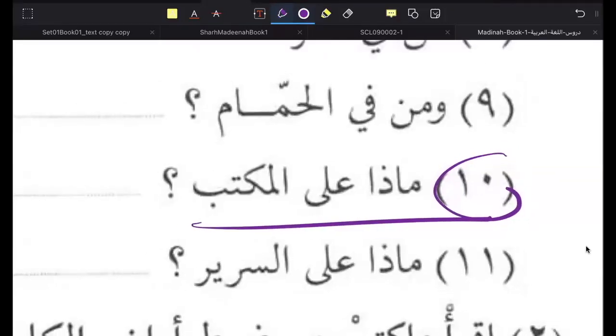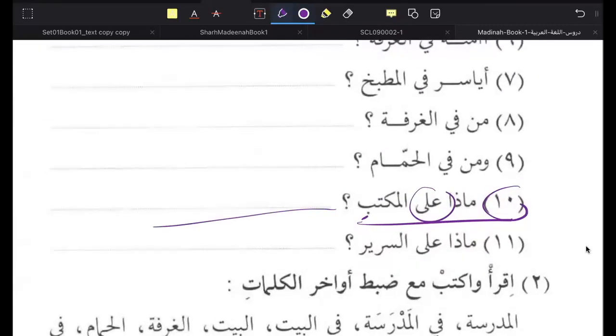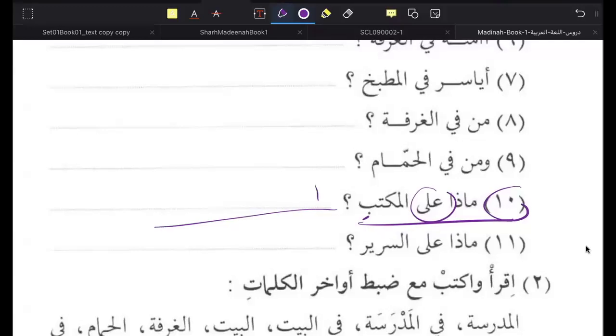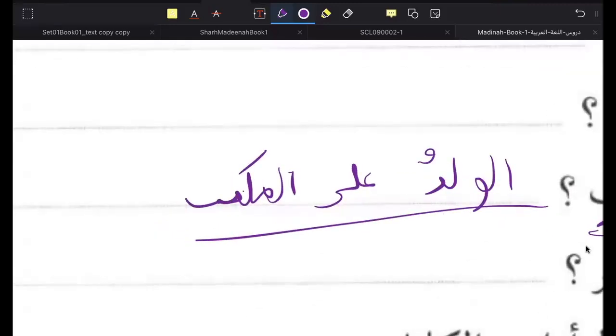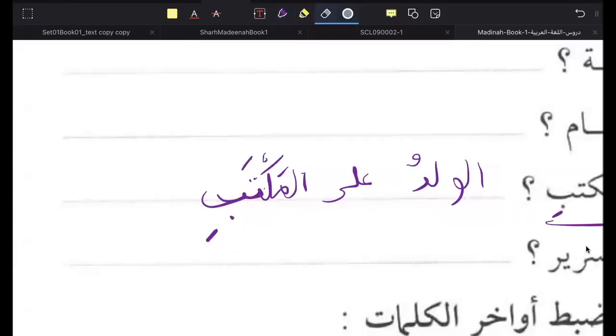So here we say ala, so of course we have to put a kasra. That's the main issue here. We say "ماذا على المكتب", what's on the desk? Just make up something. Just think about what you want to say. Do you want to say the pen is on the desk? You want to say the book is on the desk? You want to say walad, the boy is on the desk. You say al-waladu, then you say ala al-maktabi, and make sure you apply the grammar that you're learning.